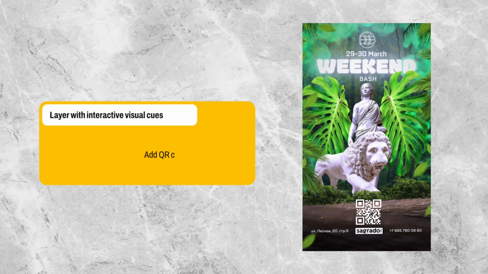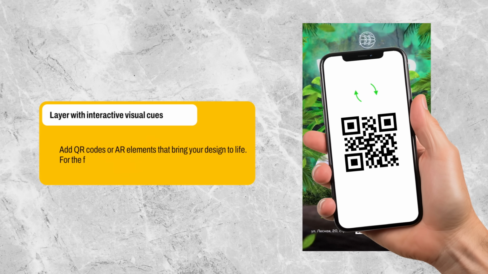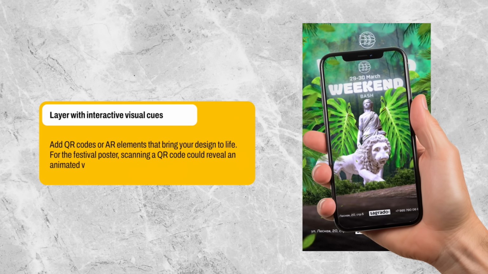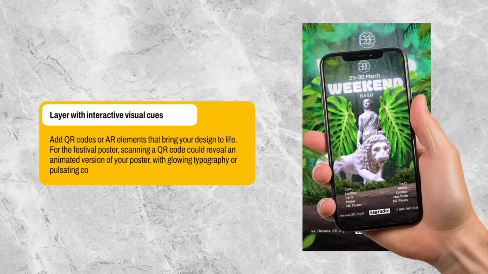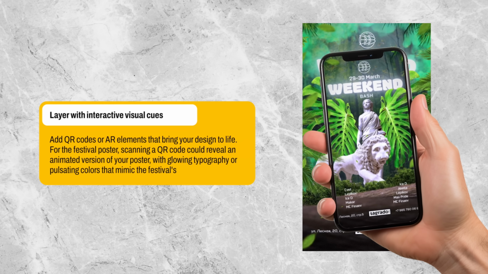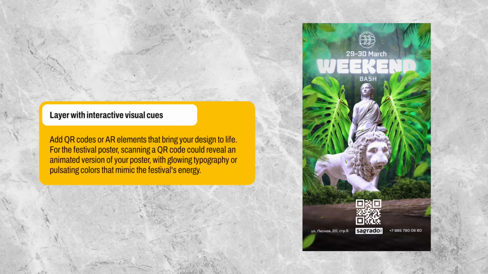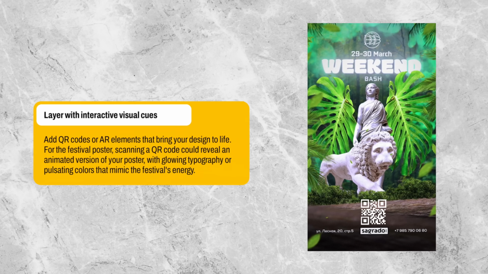Layer with an interactive visual cue. You could add a QR code or even AR elements that bring your design to life. Now for the festival poster, maybe scanning a QR code could reveal an animated version of the poster, and it would have glowing typography or pulsating colors that mimic the festival's energy. This would really draw them in and really sell the idea and the feeling of this festival.